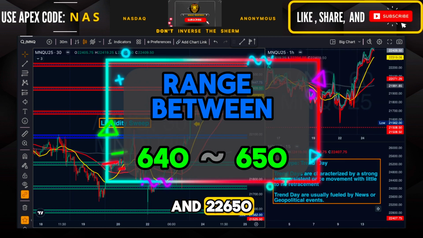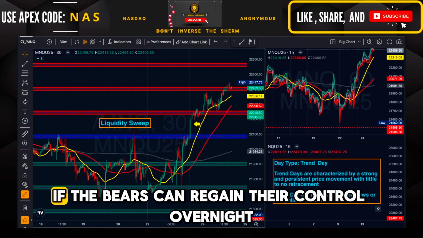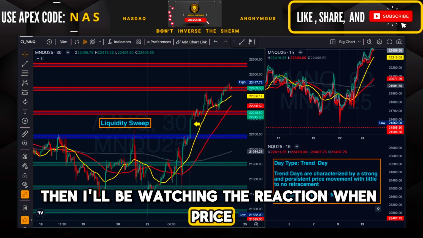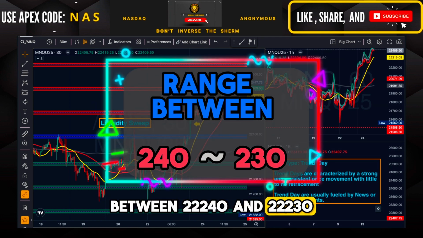But if they fail to regain control, then I'll be watching the reaction when price trades within a range between 640 and 650. However, for my bearish thesis, if the bears can regain their control overnight, then I'll be watching the reaction when price trades back within a range between 240 and 230.